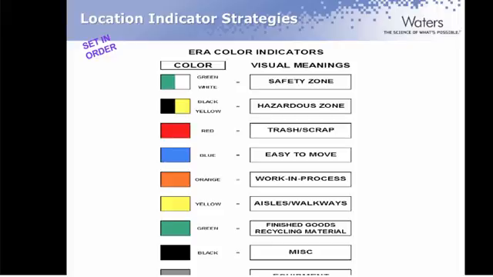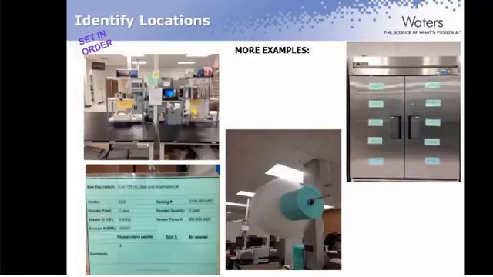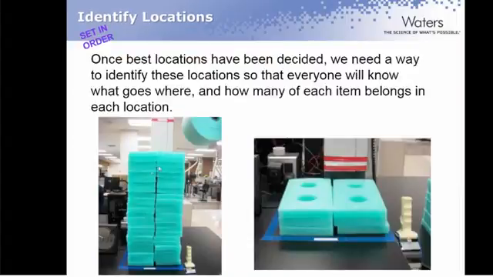Blue represents easy to move. Yellow is aisles and walkways. Green is finished goods. I'm not going to read through all of them, but you get the picture. So the blue is easy to move. I'm going to go back a couple slides, and you can see on the table in the left-hand corner, blue. All this stuff is easy to move and go somewhere. The same with our packing materials: blue represents it's easy to move.